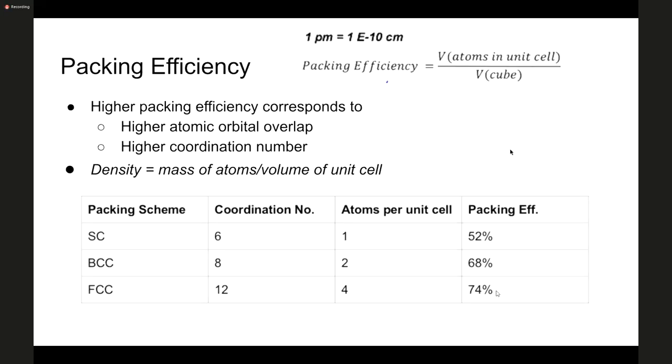And then up at the top of that slide, we see a couple of things. So in the comparison between centimeters versus picometers, that's something that's important to remember when you're doing the conversions. Make sure your units always match up. And then also in calculating packing efficiency, it's the volume of the atoms in a unit cell over the volume of the cube. And then also higher packing efficiency corresponds to higher atomic orbital overlap and higher coordination number. So when we have higher packing efficiency, we have these more favorable interactions. And then next slide, please.